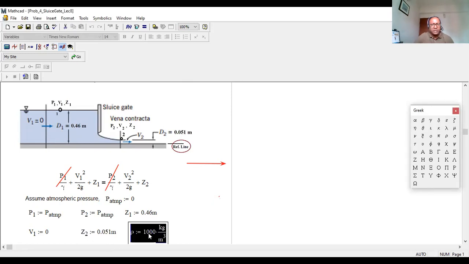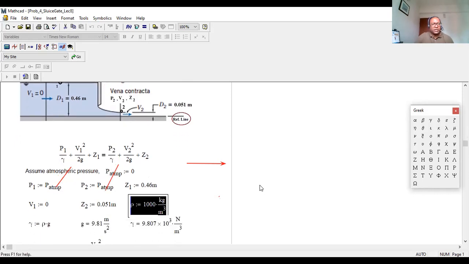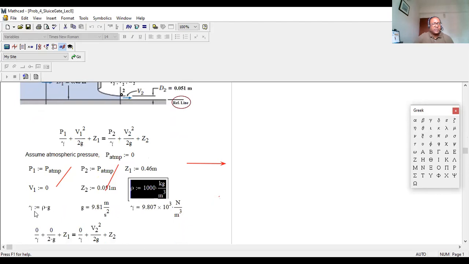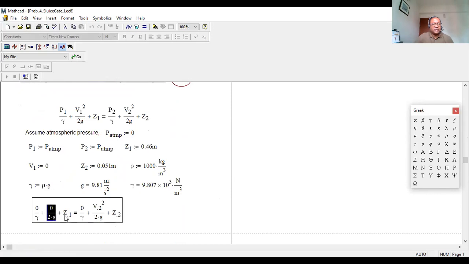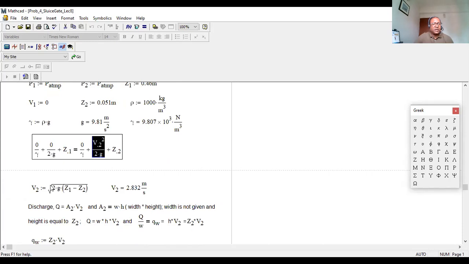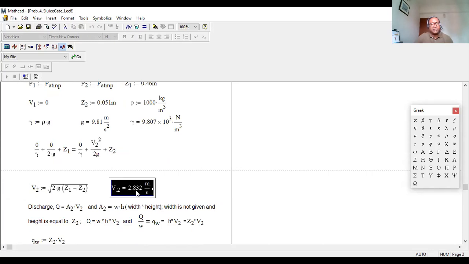We need the density of water because of P by gamma. So the density of water is rho, and then we figure out the value of gamma. Now we put all the values in the equation. P1 is 0, this one is 0, Z1 we have, Z2 we know, so we can easily figure out the value of V2. So V2 comes out to this much, in meters per second.